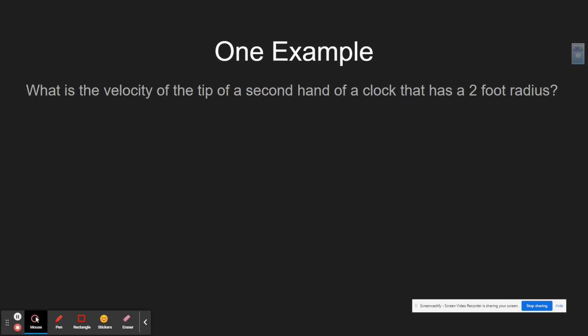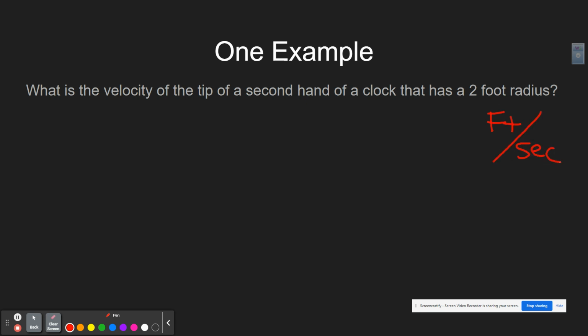All right. So here's a classic example. What's the velocity of the tip of a secondhand clock that has a 2-foot radius? It seems like they're not giving us any information, but they're actually giving you the radial velocity, the rotational velocity. So I know that a second hand takes 60 seconds to complete. Okay, and it doesn't tell us what they want the velocity in. So let's just go feet per second. So right now I'm going to write down we want feet per second.